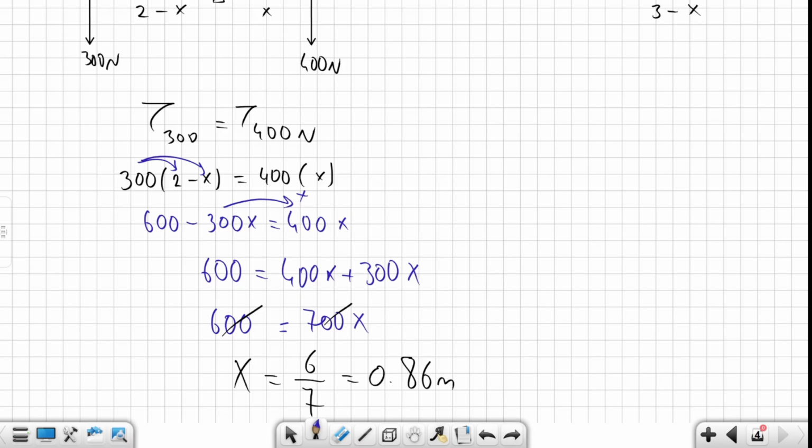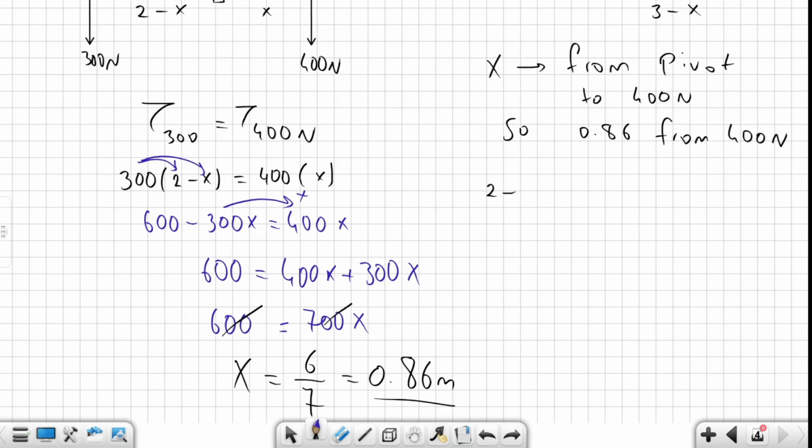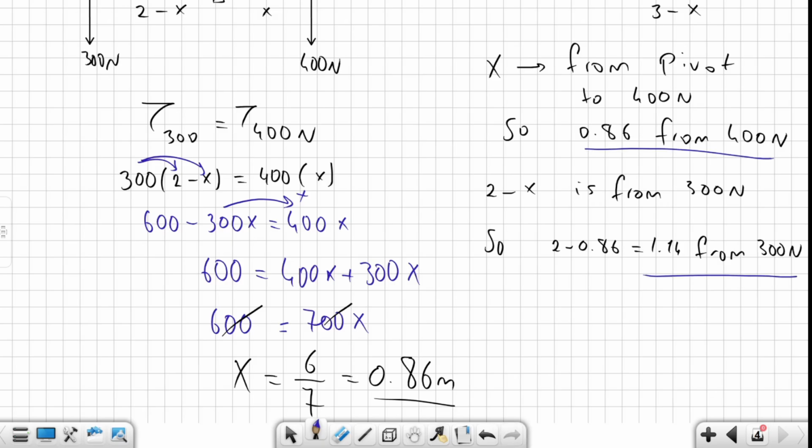But let's remember that this 0.86, or x to be precise, was from the pivot to the 400 Newton child. So I can say that the answer is 0.86 meter from the 400 Newton child. But that other distance was 2 minus x. 2 minus x was the distance between the pivot and the 300 Newton child. So we can also say that 2 minus 0.86 is equal to 1.14 meter from the 300 Newton child. So both answers are correct.